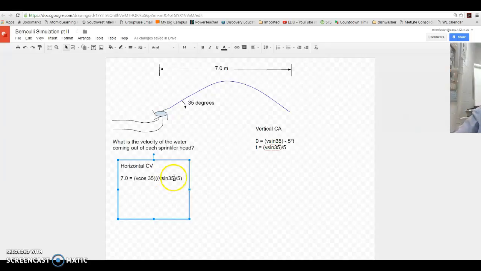And so simplifying this a little bit, I get 7 equals v squared times cosine 35 times sine of 35. And then, of course, I have to divide this whole thing by 5. And then I should be able to figure out what this is pretty darn easy. I can solve this for v.